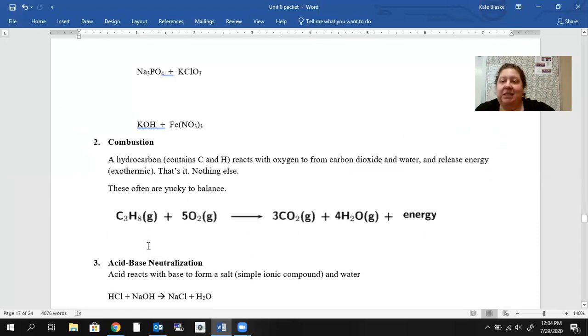The second type of reaction is a combustion reaction. I think these are the easiest to sort of pick out off a list. Combustion reactions always have something that's got carbon and hydrogen in it. It could have oxygen in it also. It reacts with molecular oxygen, O2, forming carbon dioxide and water. Combustion reactions are highly exothermic. They almost always create a bunch of energy.